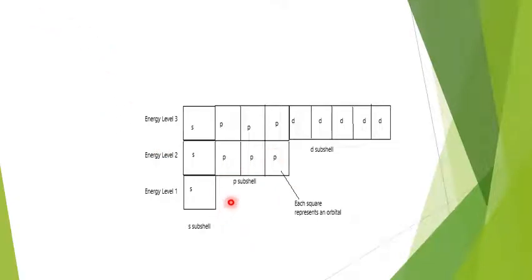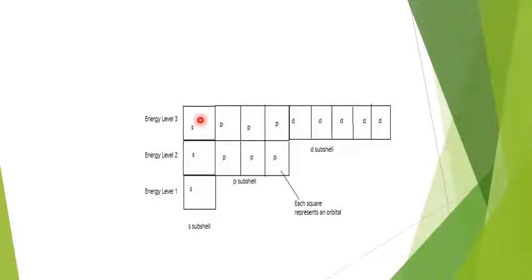Okay, so the way it goes is this. We know that energy level 1 can have an S subshell. And the S subshell has one S orbital. An orbital is going to be represented as a square. Energy level 2, we said, has 2 subshells, an S subshell and a P subshell. And the P subshell can have 3 orbitals.